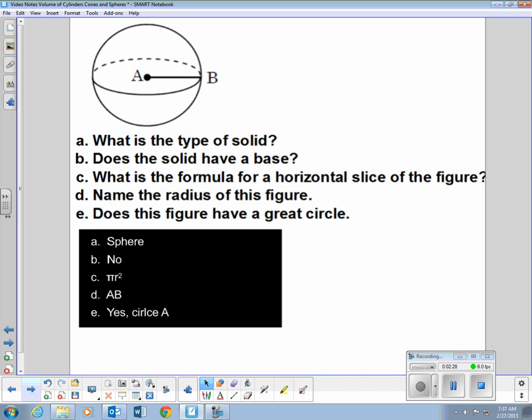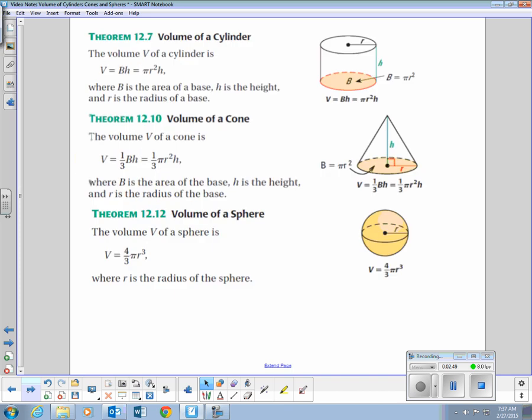Remember that a great circle is like if you were to slice this and you got the center of it, you would have to slice it just in a particular way to get the center. Basically like an equator or a prime meridian. If you cut it a little bit above that or a little below that, you would actually miss the center, and so therefore it would not be a great circle. Okay?